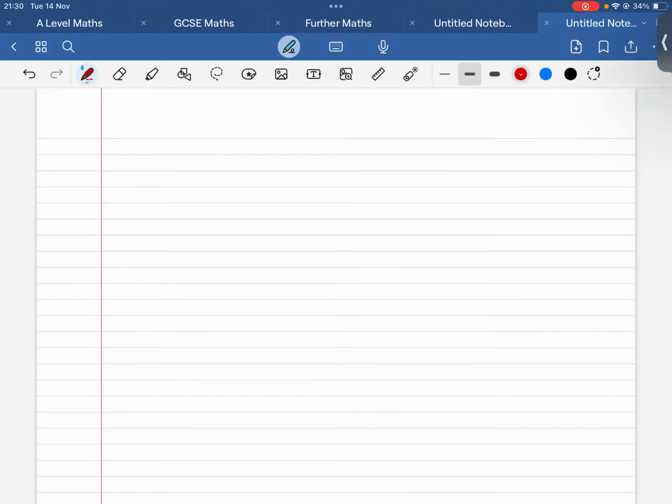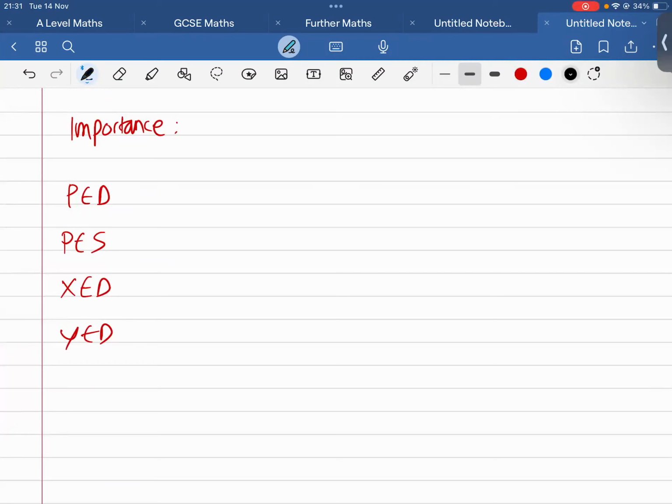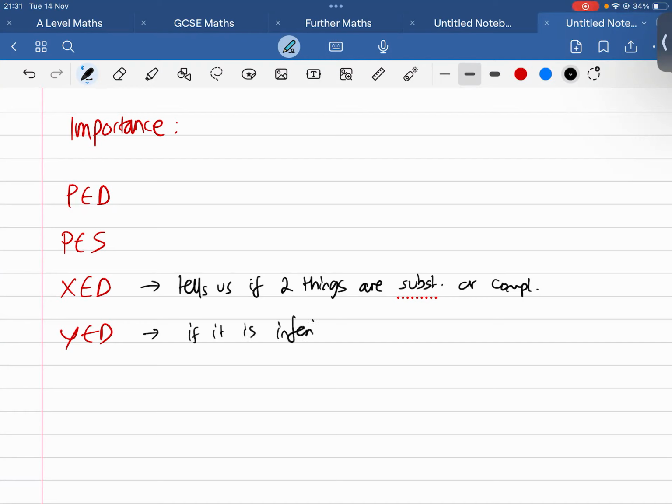Let's talk about the importance of all of these different elasticities. So let's start with PE. Okay, let's go backwards because it's in order. So XED, nothing special. It just tells us if two things are substitutes or complements. So you don't have to write that if it's obvious now. And YED tells firms that if incomes go up, they'll buy more or less of our good. If it's inferior or luxury, it helps us with that. It helps us predict what we'll buy more of or less of if our incomes change.